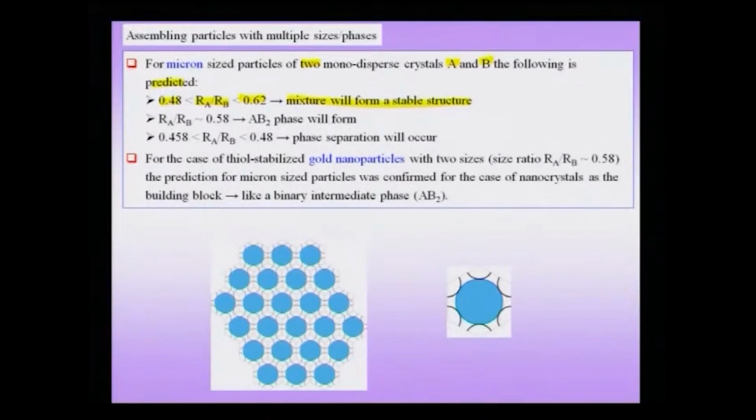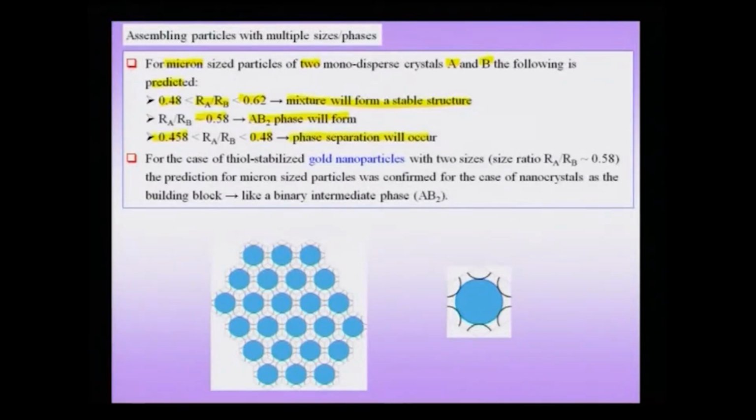Out of this, if the size is particularly close to 0.58, then you will form an AB2 phase, and we are noting here that the sizes we are talking about is in the range of microns and not yet in the nanoscale. And it was also predicted that if the size ratio range is in between 0.458 and 0.48, phase separation will occur.